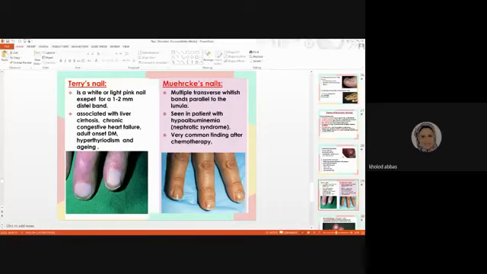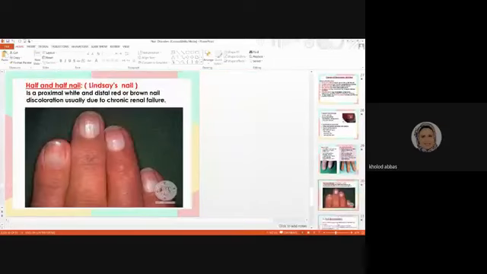Muehrcke's nail: multiple transverse whitish bands parallel to the lunula, seen in patients with hypoalbuminemia as in nephrotic syndrome, and also a very common finding after chemotherapy. Half-and-half nail, seen as a proximal white and distal red nail. Discoloration usually occurs in patients with chronic renal failure.